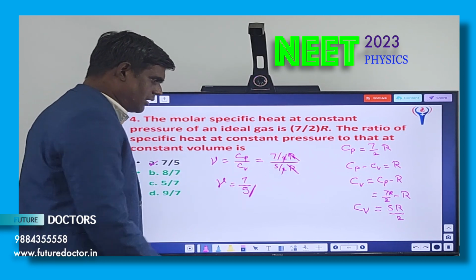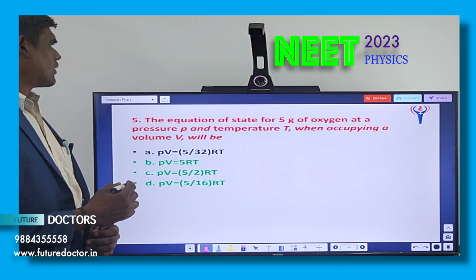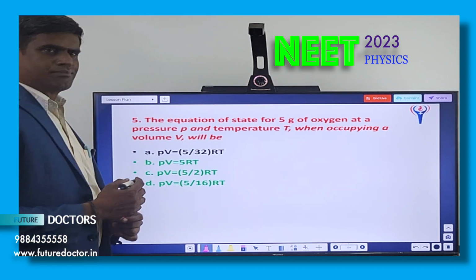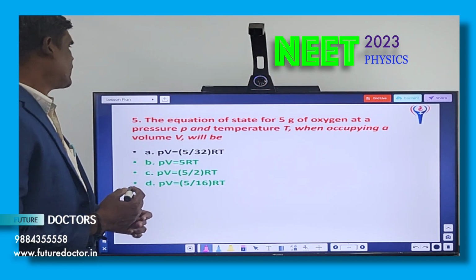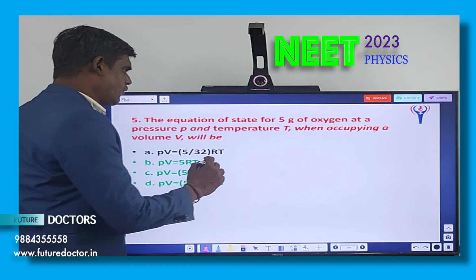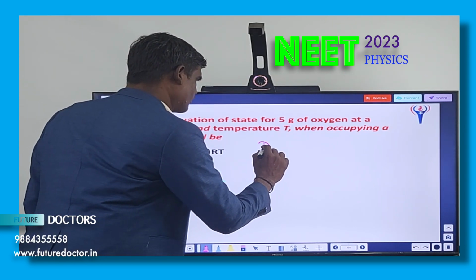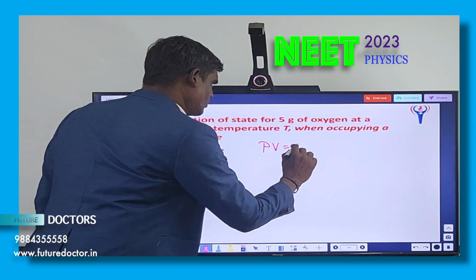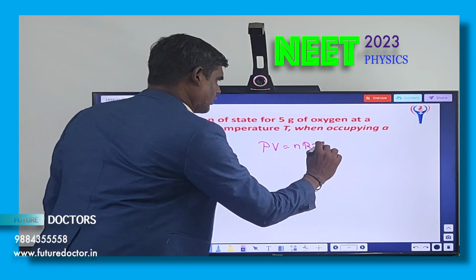Let's move to question number 5. The equation of state for 5 gram of oxygen at a pressure P and temperature T, when occupying a volume V, will be dash. We know the formula PV equals nRT.